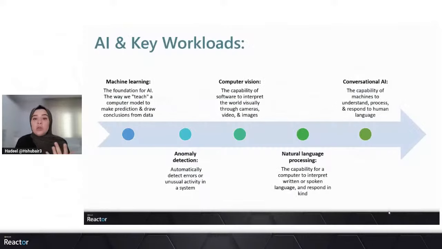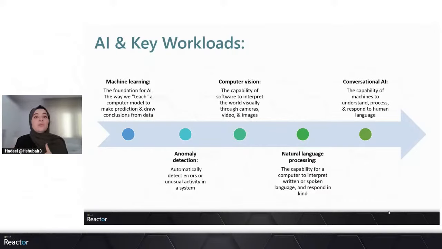So machine learning is actually the foundation of AI. It is the most important part of the whole AI process. AI heavily depends on machine learning algorithms to do all the work. And so you're basically teaching the computer model to make predictions and draw conclusions from the data that you feed it. The next one is anomaly detection. With anomaly detection, it's the capability of software or machines to detect any kind of unusual or strange patterns.